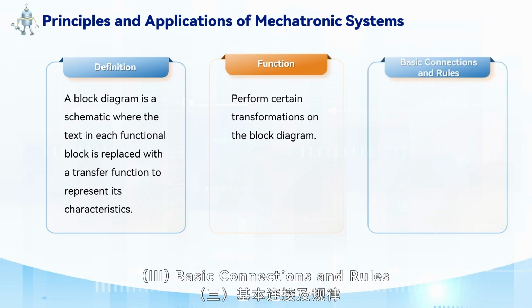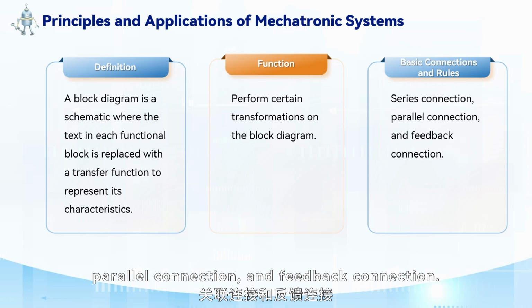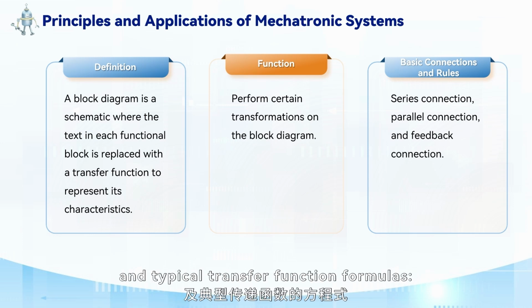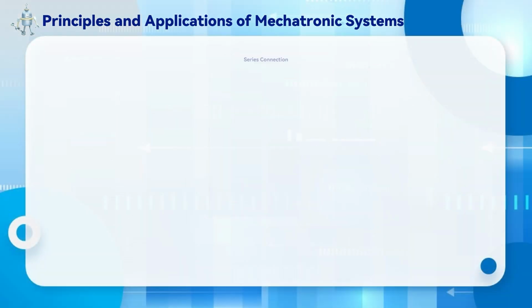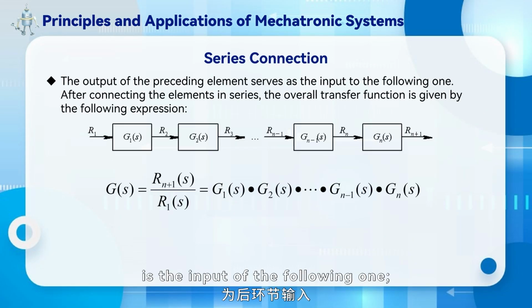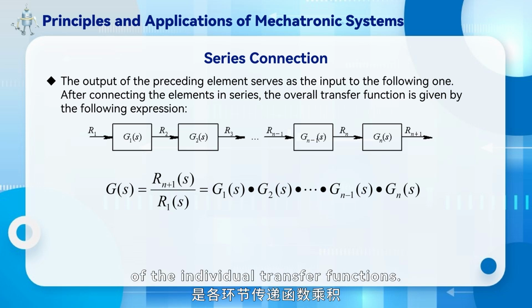3. Basic connections and rules. Series connection, parallel connection, and feedback connection. Let's look at the basic connection types and typical transfer function formulas. Series connection. The output of the preceding component is the input of the following one. The total transfer function is the product of the individual transfer functions.